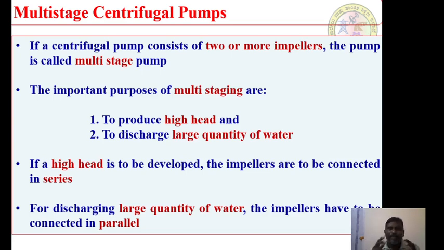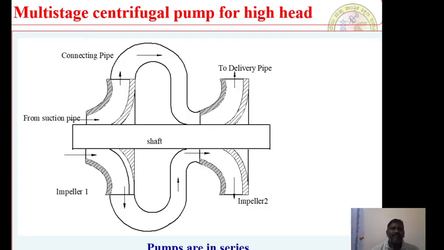If a centrifugal pump consists of two or more impellers, the pump is called a multi-stage pump. The important purposes of multi-staging are: number one, to produce a high head, and number two, to discharge a large quantity of water. If a high head has to be developed, the impellers have to be connected in series. For discharging a large quantity of water, the impellers have to be connected in parallel.